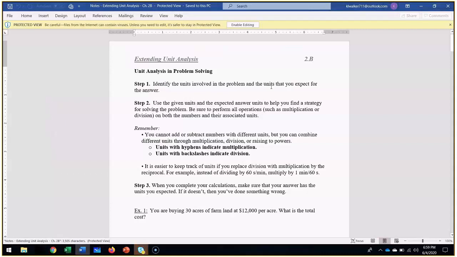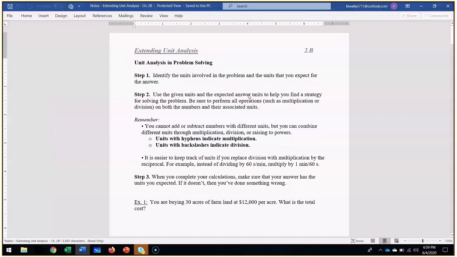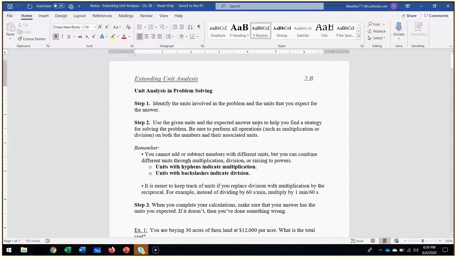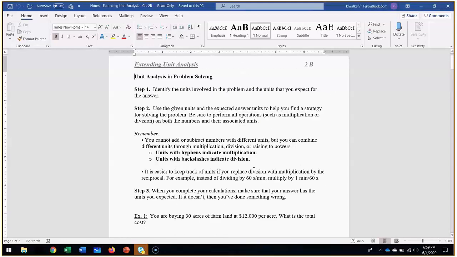But this is what it looks like, and I'm going to just start with this, go through some of these steps, and then we'll do the examples. I'll work out the examples. So, as I said before, this is an extension of the last section. We started 2A last week. This is now 2B: problem solving with units.